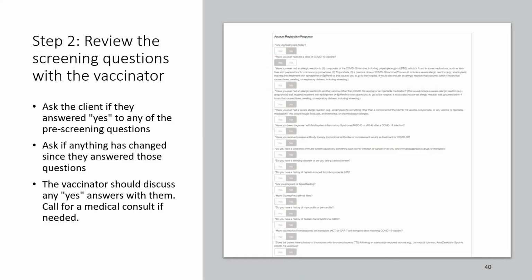Step 2. Review the screening questions with the vaccinator. The vaccinator should ask the patient if they answered yes to any of the pre-screening questions. If they did, the scribe can go back to those questions on MyTurn using the Back button. The vaccinator should discuss these answers with the patient and provide them with any additional advice. If necessary, we can request a medical consult with the physician.